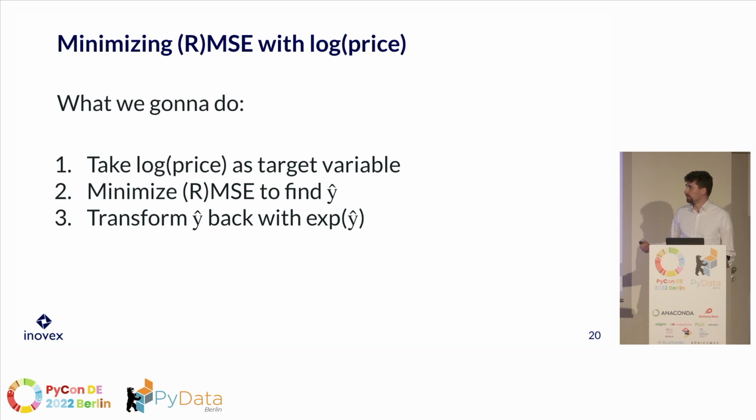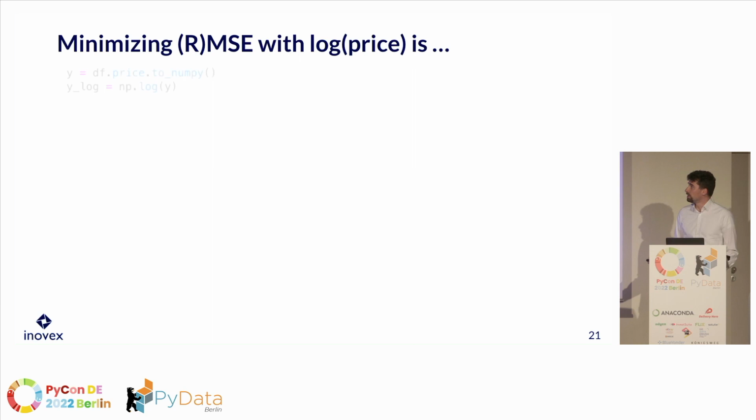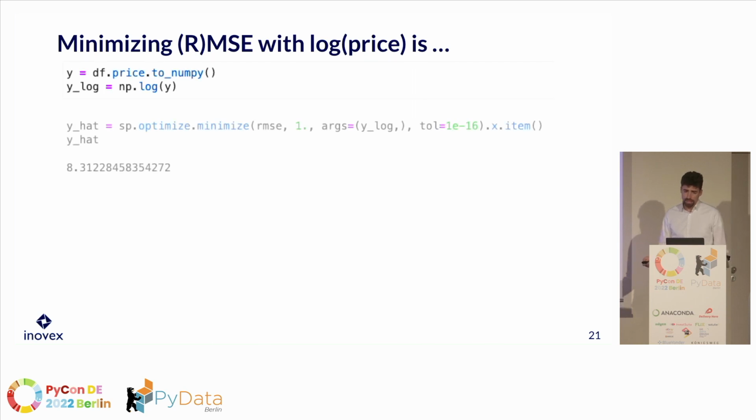You can think of this like a model with only an intercept in a way. So far we haven't used any features. And then we transform the whole thing back. So let's just do this as before. This time we take the log, you see here. Then we minimize using the root mean squared error. We get 8.3, and then we transform it back, right? And we end up having around 40,000.